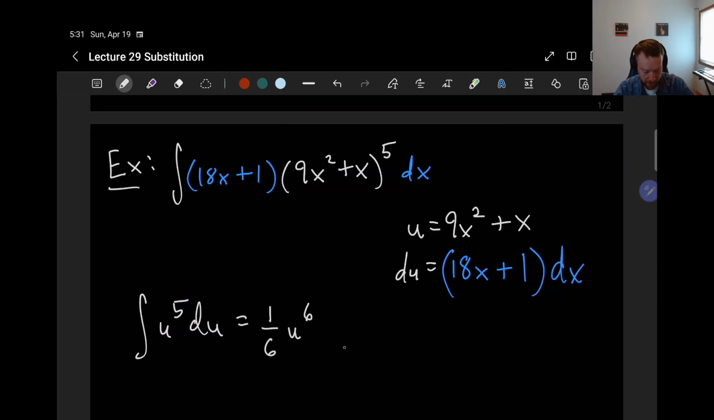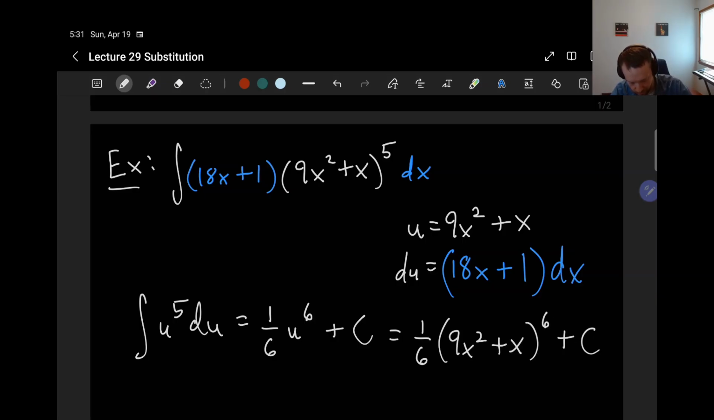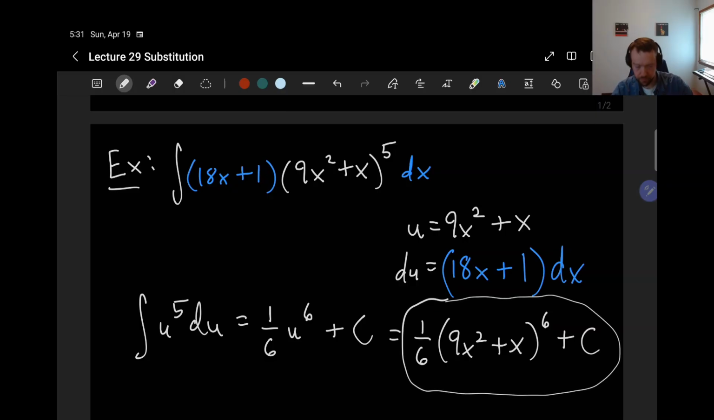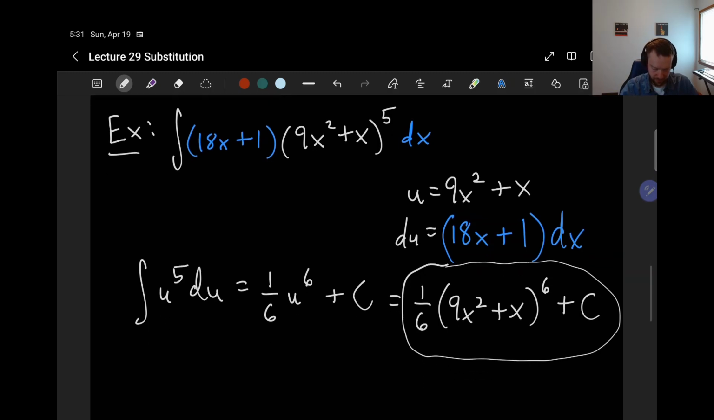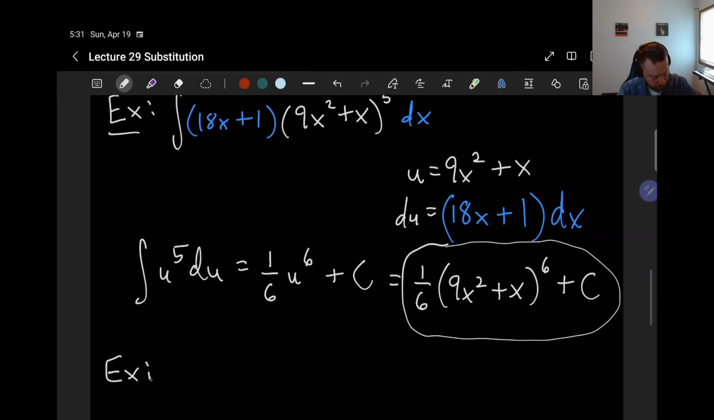So we do power rule on that. Don't forget the plus c. And now that we're at the end of the problem, we want to go back to being in terms of our original variable x. So now I'm going to plug in for u. This is 169x squared plus x to the sixth plus c. So we want to go back to x at the end. Right? It's a very powerful tool.